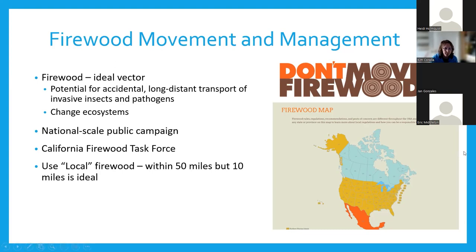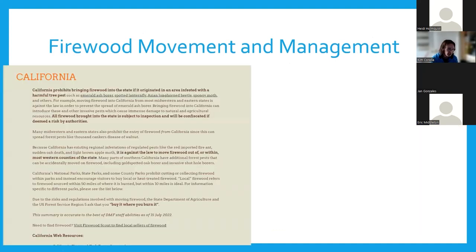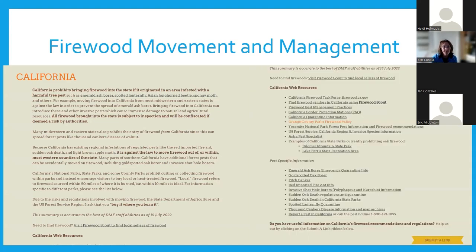So there's a firewood map on the Don't Move Firewood website. It's really good. You can click on any of these states and it'll give you any current information on firewood. You click on California, it talks about how California prohibits firewood being brought into the state if it's from an infested area with a harmful tree pest. It talks about CDFA border stations that inspect the wood. And it also gives information on the California web resources and any pest specific information.